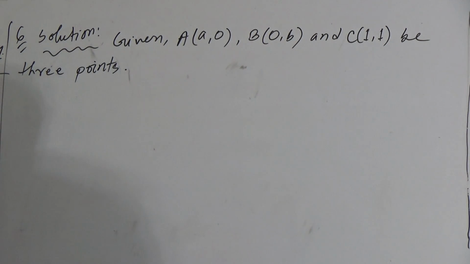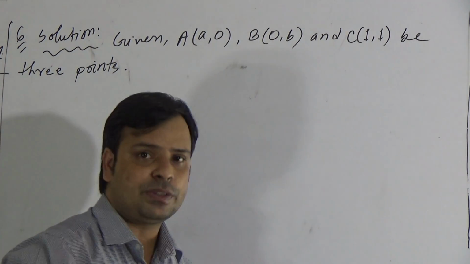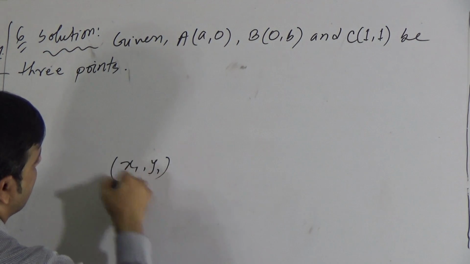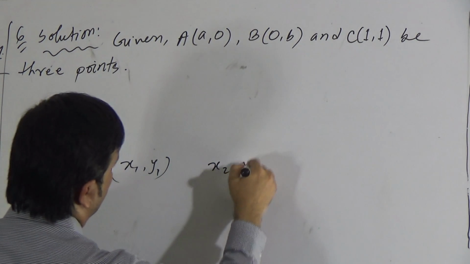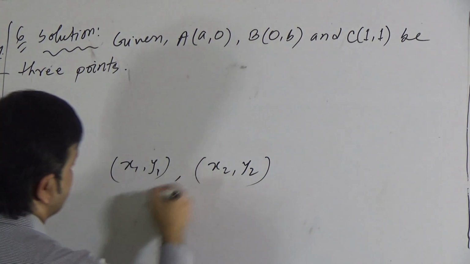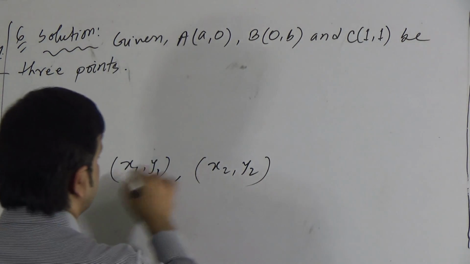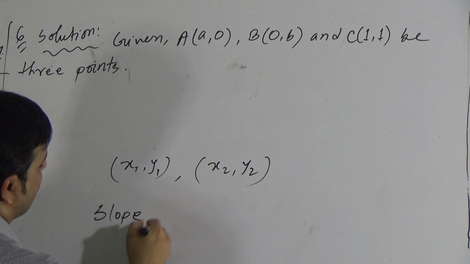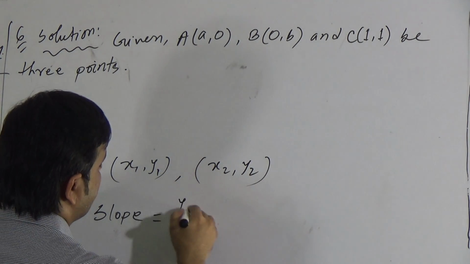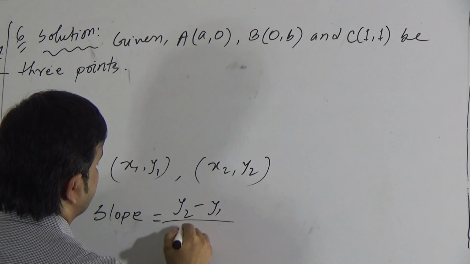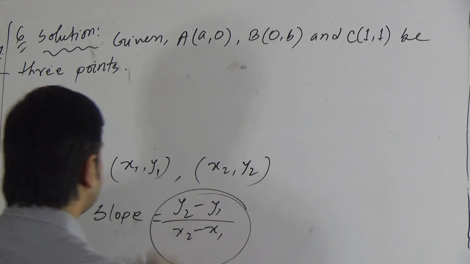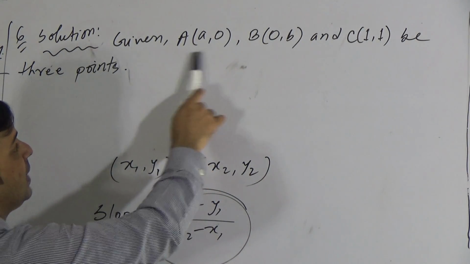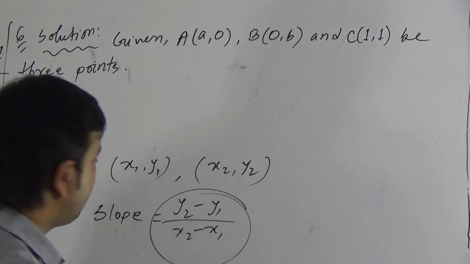Now we can determine the slope. When 2 points are given, how can we determine the slope? If 2 points are (x1, y1) and (x2, y2), then we can determine the slope between these 2 points using the formula: slope will be y2 minus y1 divided by x2 minus x1. Using this formula, we can determine the slope of the line passing through A and B. It means the slope of the line AB.